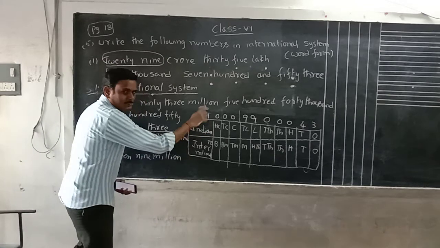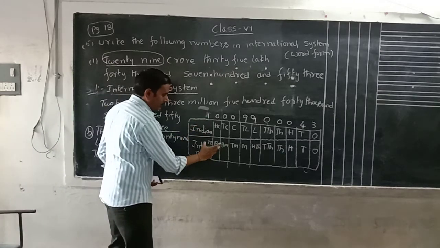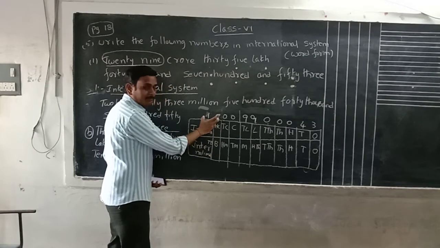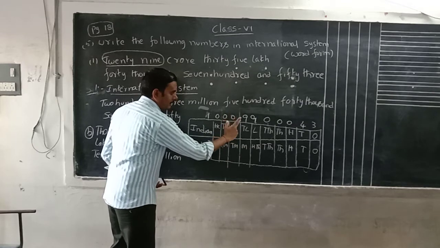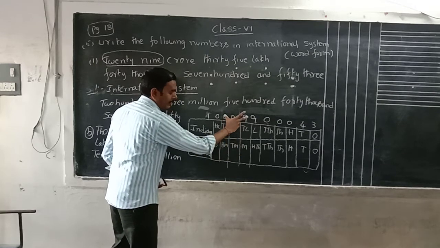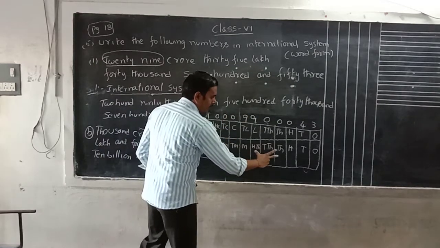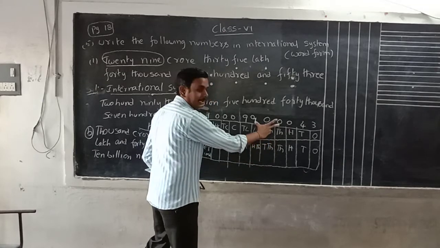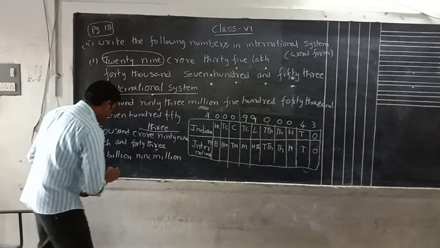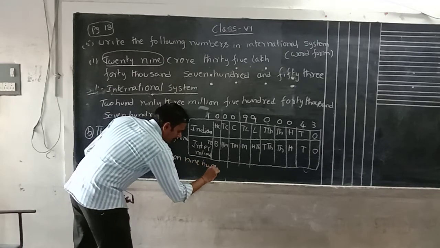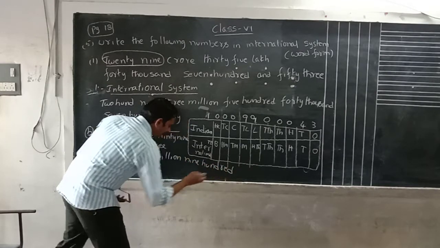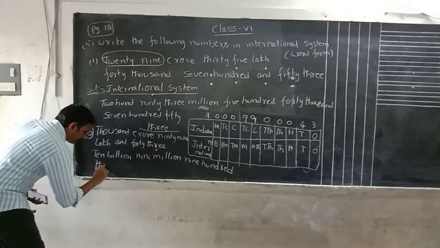We have to compare these two tables. Billion means we have to take these two, that means 10 billion. Million means these three lines, these three lines you have to remember. Take 9. Next, thousand: what is the digit here? 900. 900,000.